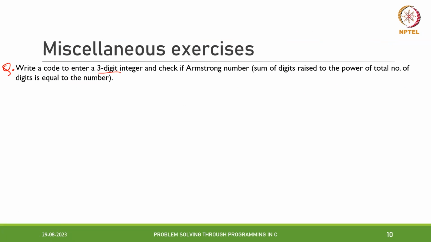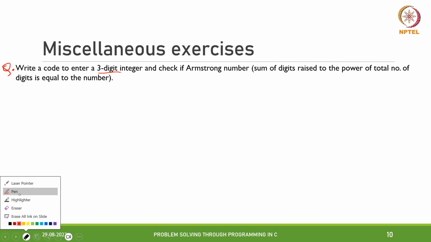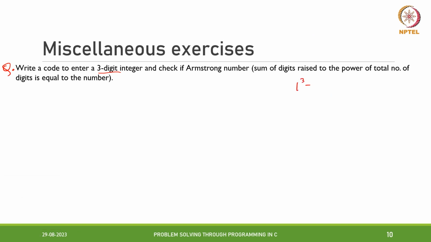1 cube plus 2 cube plus 3 cube equal to. In Google it's showing that an Armstrong number is one in which each digit is raised to the power of cube and then summed. Yes, there are different interpretations of Armstrong number. Some interpretations say that every digit you raise to the power of the total number of digits and then sum it up. If it is equal to the number, then it's an Armstrong number. In some cases, it says only cube.